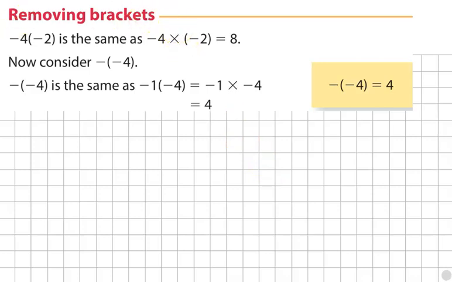Removing brackets. Minus 4 times minus 2 is the same as minus 4 multiplied by minus 2. And this is equal to 8, because a minus by minus gives a plus.